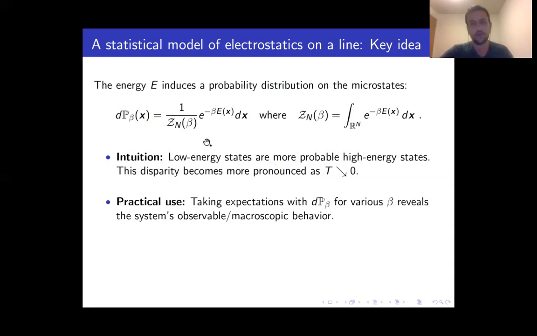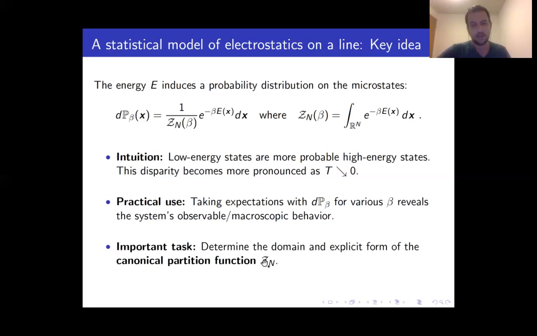The practical use of this probability distribution is that you can take expectation against it and learn about the observable or macroscopic behavior of the system, especially in terms of temperature. So you can understand how the system will change in a very observable sense as the temperature changes. So this is kind of the root of that relationship.